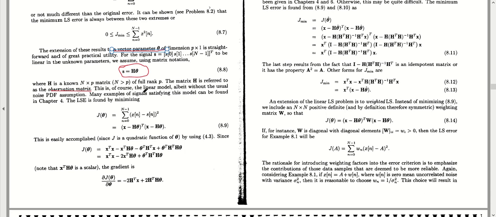So this is of course the linear model, the linear model without the PDF assumption. So we take the J, x minus this.